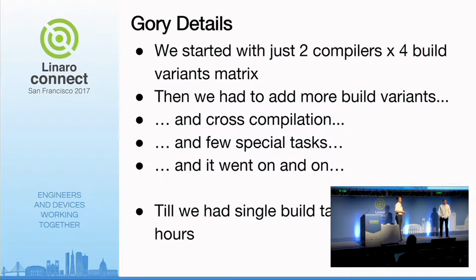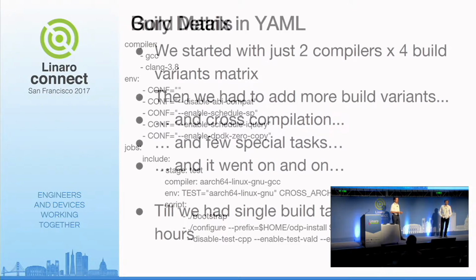Then we started adding more and more build variants and more tasks, like cross-compilation for all these platforms, and each cross-compilation goes with both GCC and Clang. We added special tasks to test the Doxygen documentation, that it builds without any warnings and that there are no omissions from the docs, and checkpatch to test that all patches follow the coding style of the project, and so on and on. This went on until a single build took up to 4.25 hours. Yeah, for a really small project.